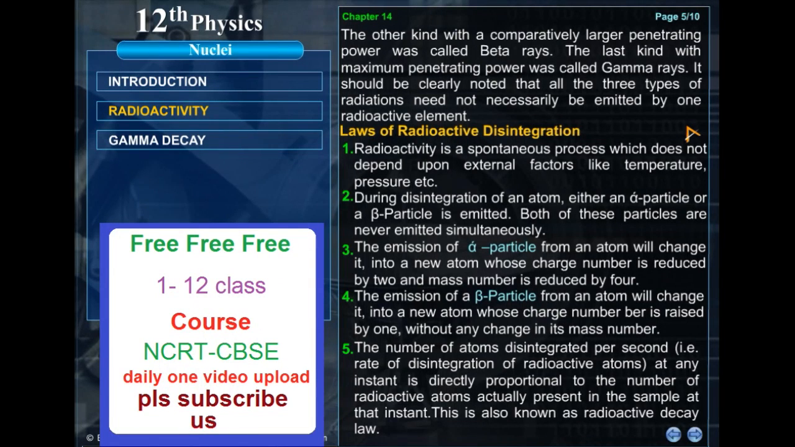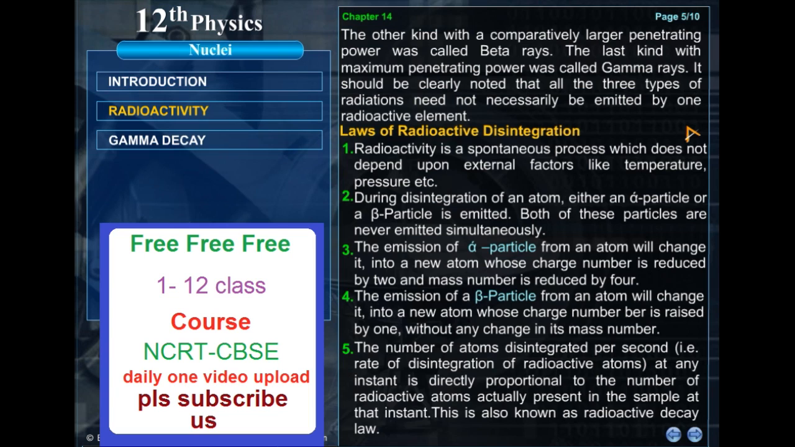Radioactivity is a spontaneous process which does not depend upon external factors like temperature, pressure, etc. During disintegration of an atom, either an alpha particle or a beta particle is emitted. Both of these particles are never emitted simultaneously.